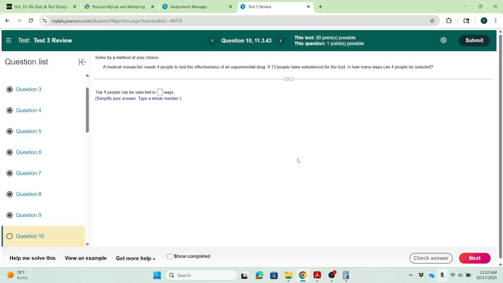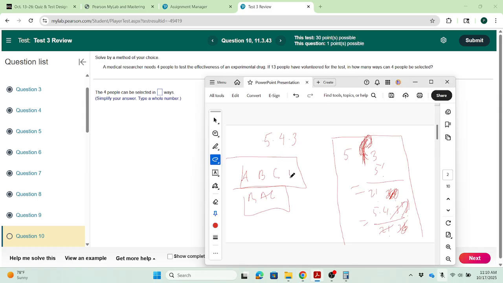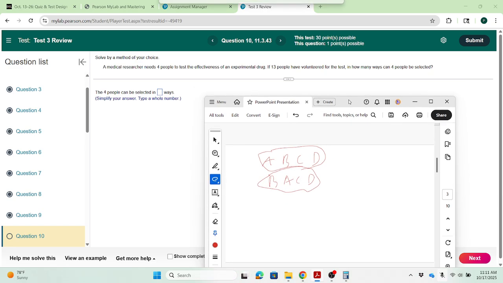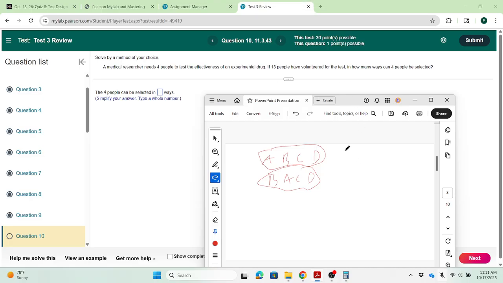A medical researcher needs 4 people to test the effectiveness of an experimental drug. If 13 people have volunteered for the test, in how many ways can 4 people be selected? So this is a combination problem, because the order doesn't matter. Let's say 4 people have the names A, B, C, D. Whether you pick them in this order or B, A, C, D, they are the same people, so order doesn't matter. This is a combination problem. So how many different ways can you pick 4 people out of 13 in combination?